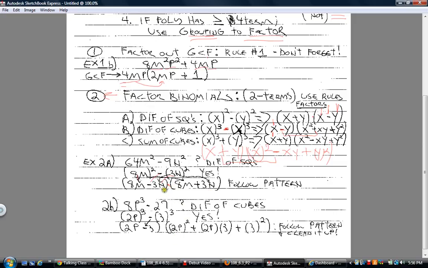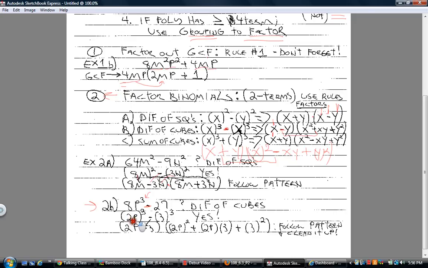Okay, example 2b. I look at this, and you're looking for clues. What are you dealing with? A binomial, two terms. You've got subtraction. I see that p to the third, and it makes me think, do I have the cube root of the first term? The answer is yes. 2p raised to the third power is 8p cubed. Do I have the cube root of 27? Yes, it's 3. Okay, so I match the pattern.